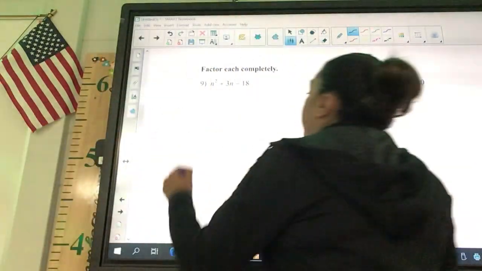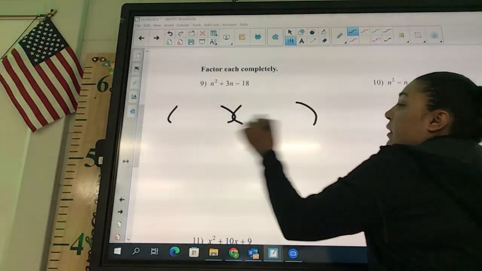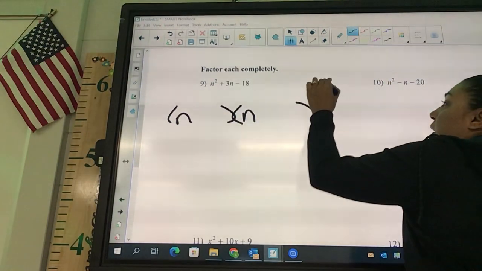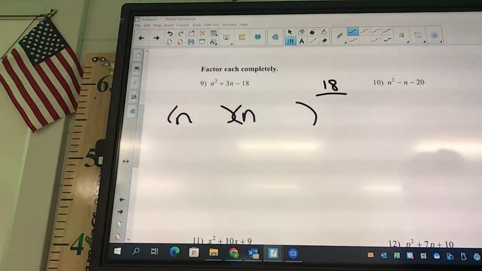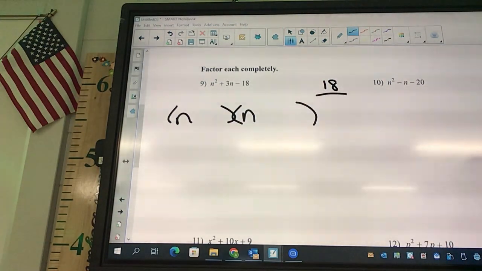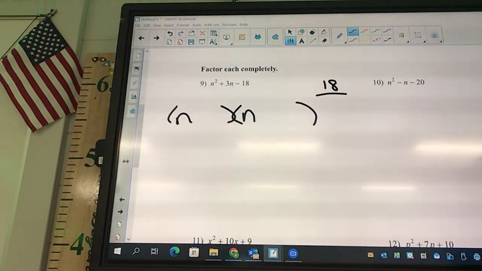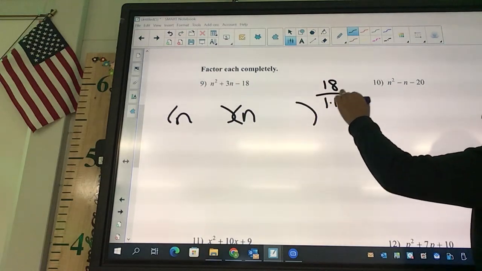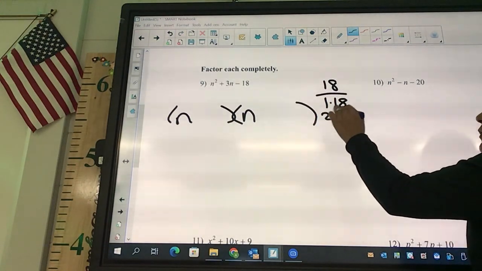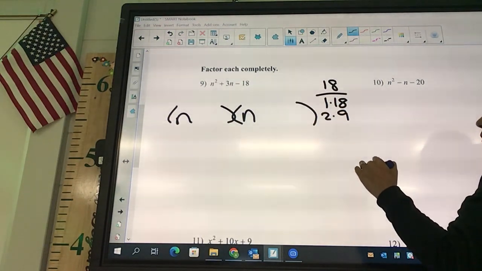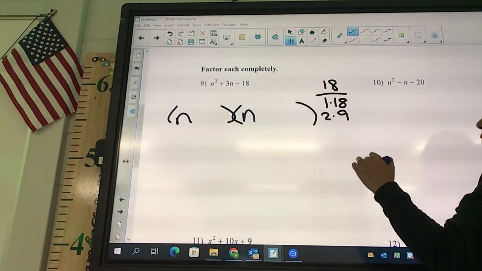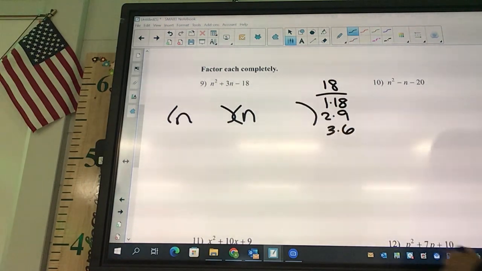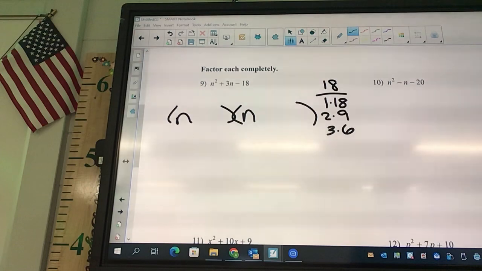Okay, 9. Draw your two parentheses. And we got n and n. And we make 18. What is that going to be? What's the first one always? 1 and 18. Does 2 go in? 2 and 9. 3. 3 and 6. 4. 5. And 6 is on the list.